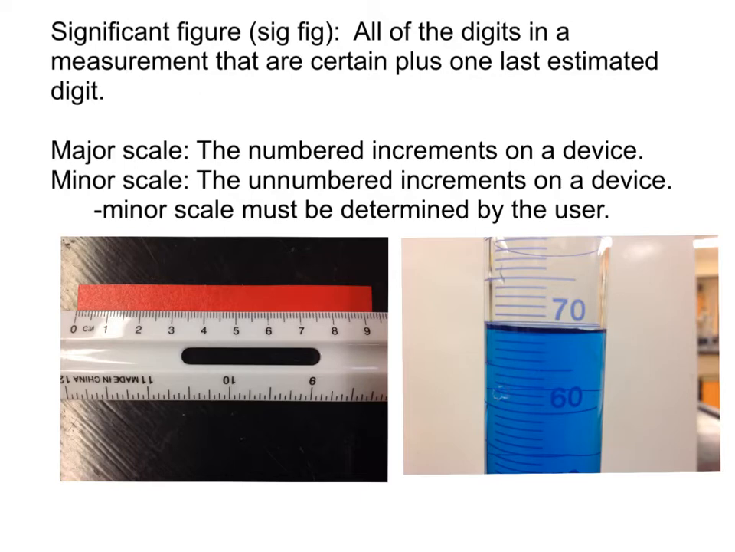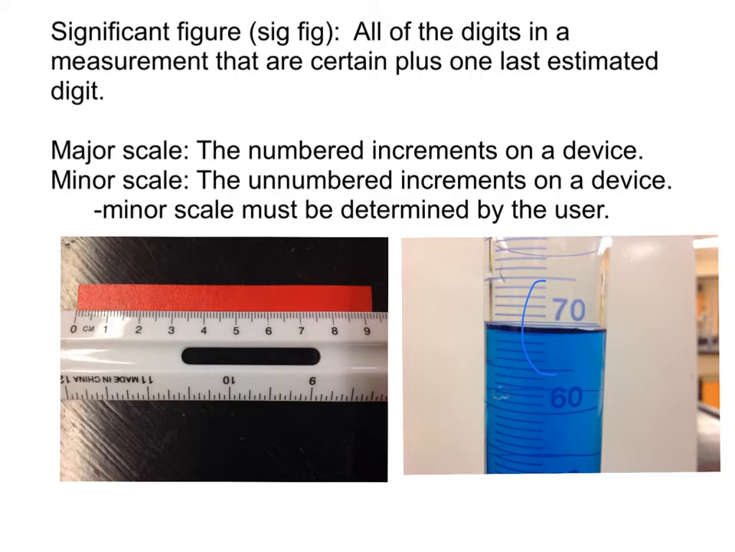Which means we have to estimate 1 digit beyond that marking. So we know the 1's place and the 10's place based on the gradation, and we estimate to the tenth place on that ruler.